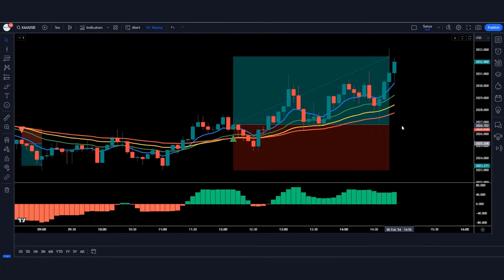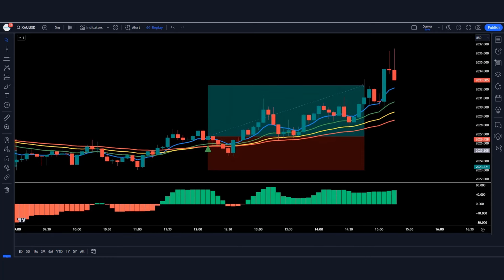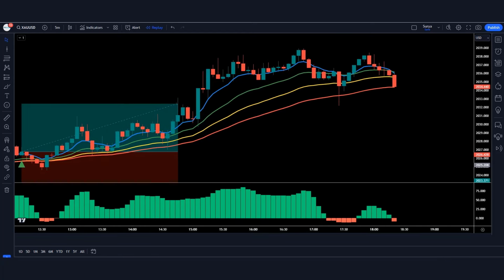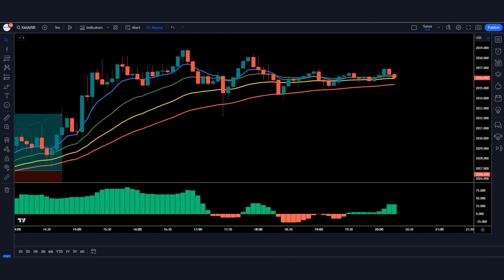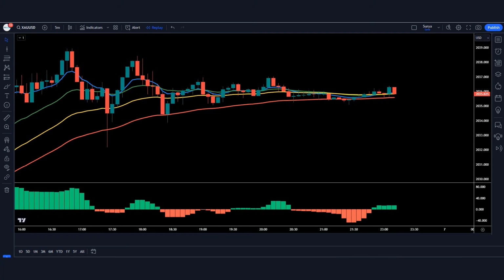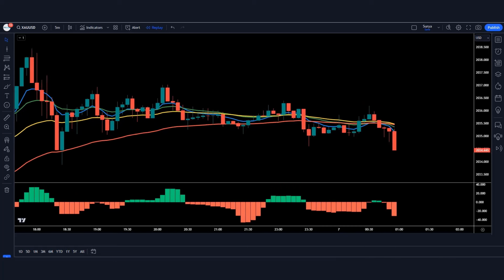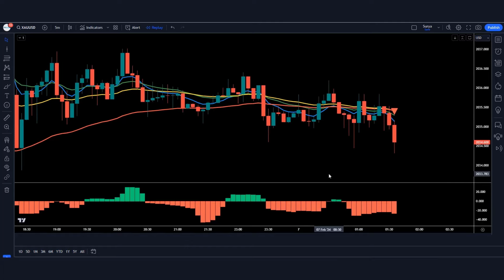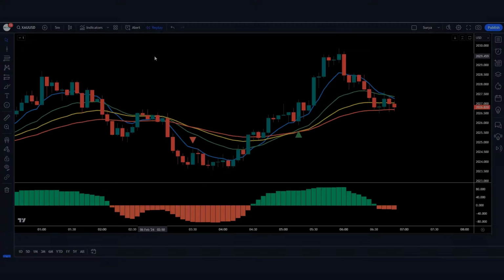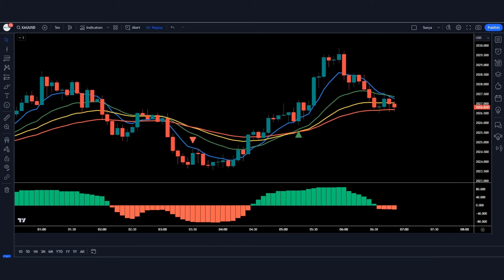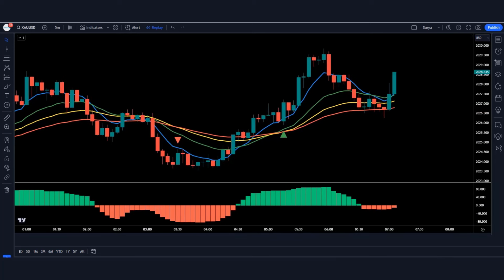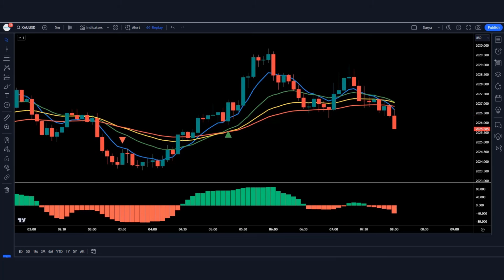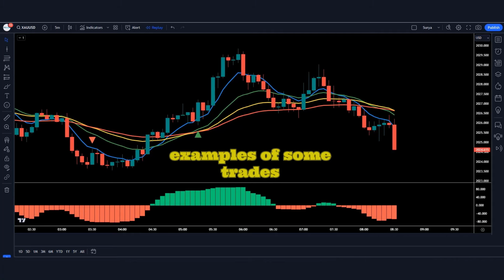Let us know about the RSI Histogram Indicator. The RSI Histogram Indicator is a powerful tool used to identify overbought and oversold market conditions. It is derived from the popular Relative Strength Index, or RSI, but provides a visual representation of RSI values in the form of a histogram. The RSI histogram consists of bars that show the strength of price movement in relation to the RSI levels. Positive bars indicate bullish momentum, while negative bars indicate bearish momentum. The higher the bars, the stronger the momentum. Let's see examples of some trades.